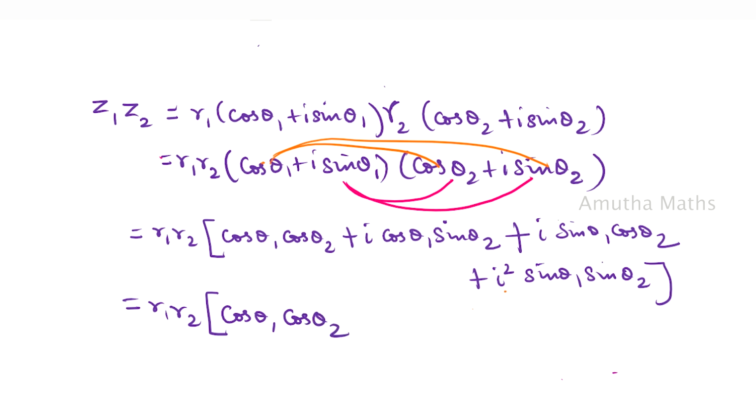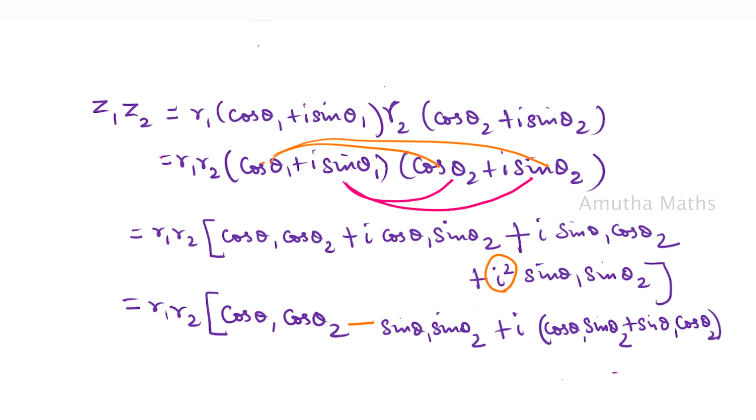So that is equal to R1 R2 into cos theta 1 cos theta 2. Now you look at this carefully. What is this I square? I square is minus 1. So I can put minus sin theta 1 sin theta 2 plus I into cos theta 1 sin theta 2 plus sin theta 1 cos theta 2. Okay. So now you look at this carefully.